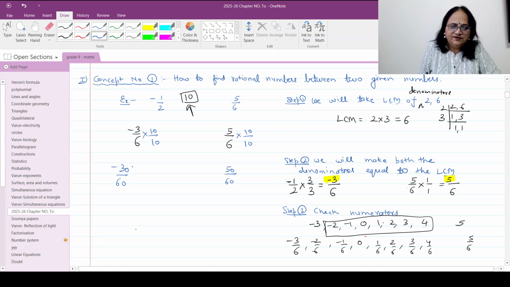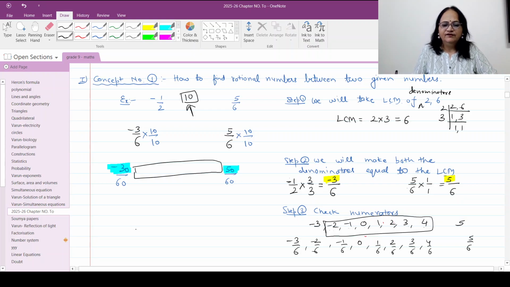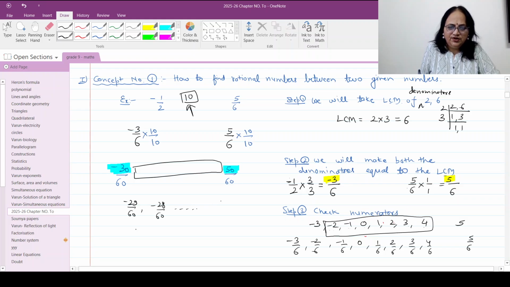Now check the numerators. From -30, check the numerator, to 50. You are having so many rational numbers. मतलब बहुत सारे integers हैं इसके बीच में तो. So you can pick any 10 integers from -30 to 50 and write it in the form of rational number. How? -30. So minus 29 upon 60, minus 28 upon 60, and up to so on. Here you can write 48 upon 60, 49 upon 60. So any 10 numbers you can write.